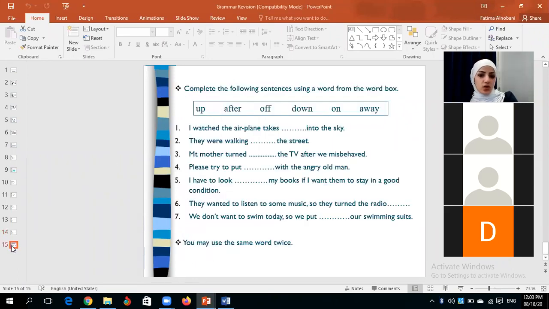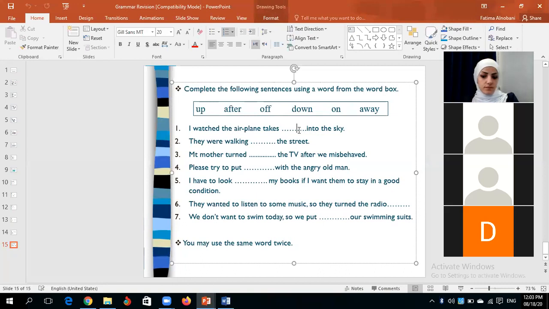Let's go quickly to the questions. Who wants to do the first one? Zain Yunus, can you solve the first one? I watched the airplane off into the sky. I watched the airplane take off in the sky. The second one, yeah, the second one. Rakan, can you do the second one?